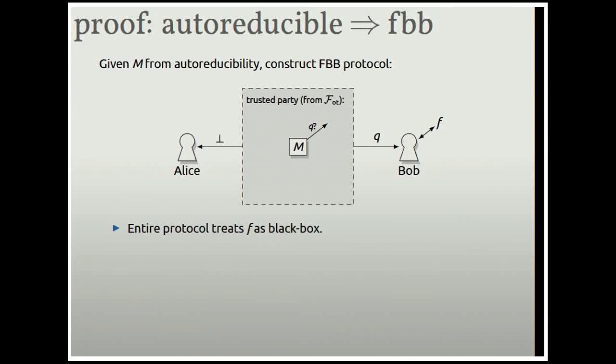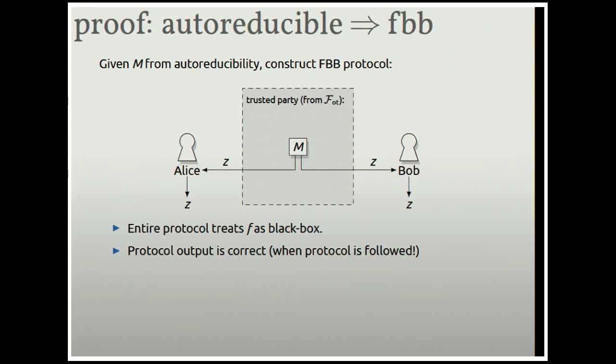The important thing is that this entire protocol, including the trusted third party, is the same for every F in the class. So the protocol treats F as a black box. It might not treat M as a black box. This protocol might use the code of M in a very non-trivial way, but it's the same M for every function in the class. So that's okay under this definition. M gives output, the trusted third party gives it to both Alice and Bob, and that's what they finally output. As long as Alice and Bob are correct, we're feeding in the right things to M, so the output is going to be correct.